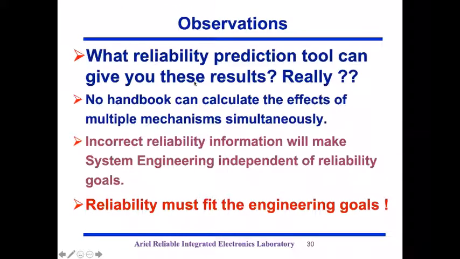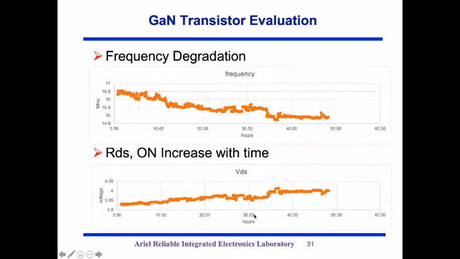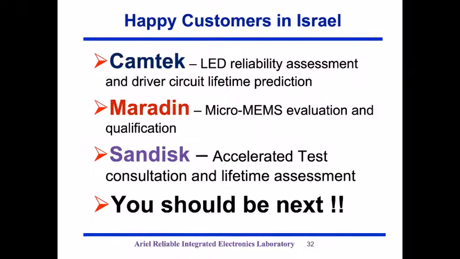So really, this is better than any reliability prediction tool. There's no handbook that can calculate the effects of multiple mechanisms simultaneously. Incorrect reliability information, of course, makes system engineering independent of goals, and that's not good. So reliability must fit your engineering goals. So we did this with gallium nitride devices. You can actually see the frequencies degrading, which means the RDS(on) increasing over time, and you can extrapolate to a time to fail.